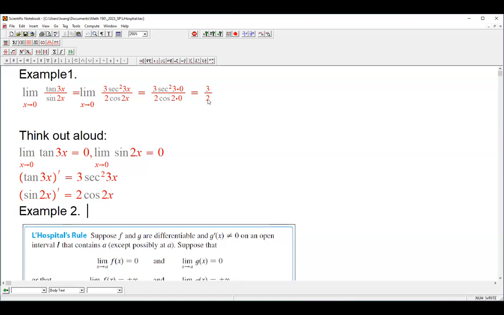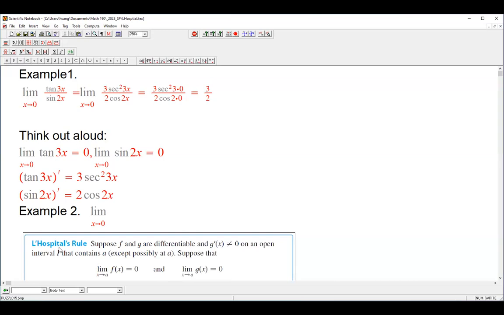Example number 2. Okay. This one we have limit as x approaching 0 again, and we have x squared over 1 minus cosine x.